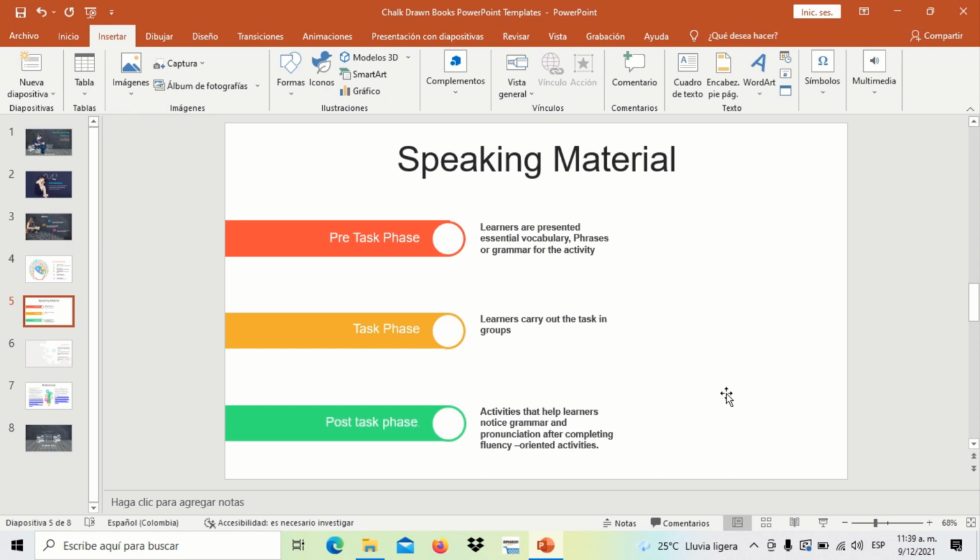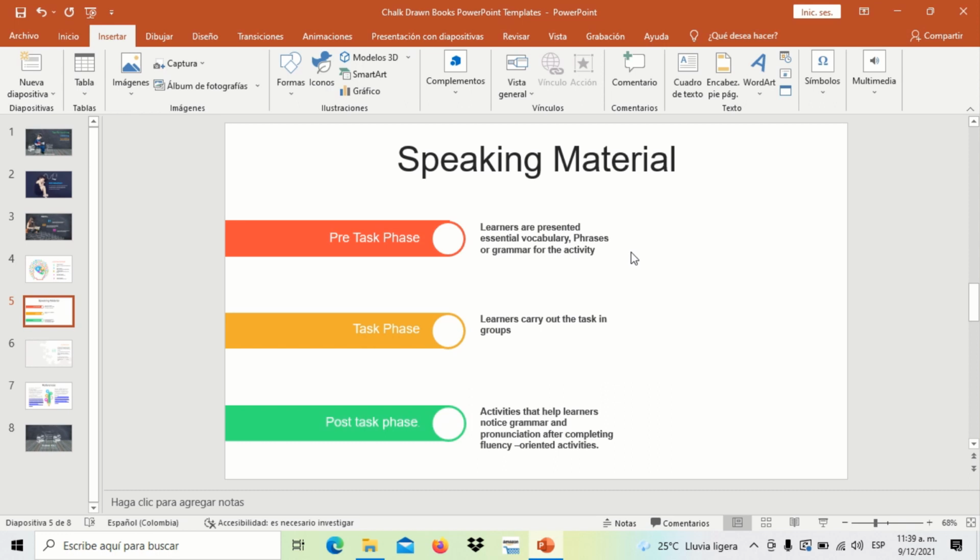Okay? And here we talk about three different phases. We have the pre-task phase, the task phase, and the post-task phase. The pre-task phase is when learners are presented essential vocabulary, phrases or grammar for the activity. In the pre-task phase, of course, I repeat, it is the introduction of vocabulary. It's fundamental because it gives confidence to students, and that way students are going to understand better and they're going to gain confidence when starting with the topic that you have ready for your class.